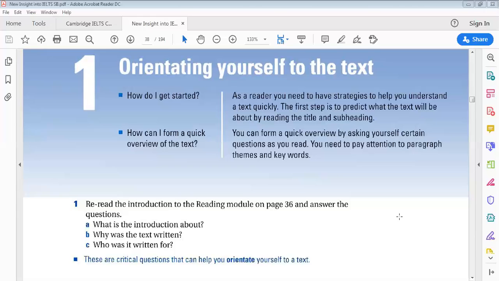Reread the introduction to the reading module on page 36 and answer the questions. What is the introduction about? Why was the text written? Who was it written for? So I have to reread the introduction of the reading module on page 36 and answer the questions. These are critical questions that can help you orientate yourself to the text.